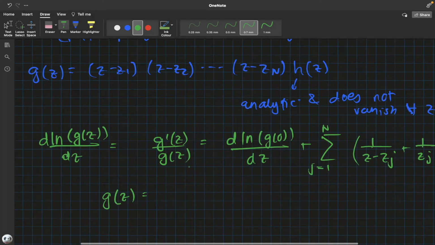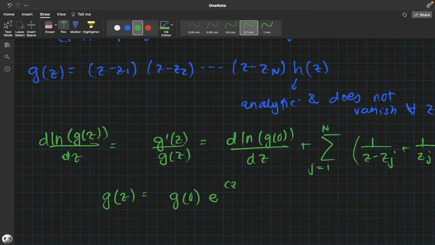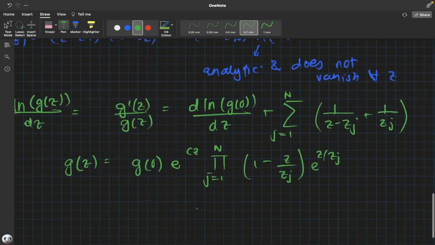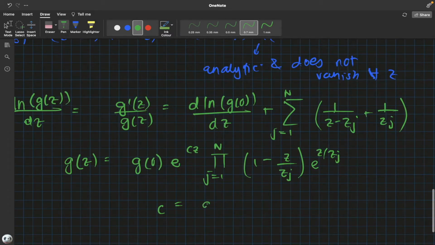So g of z, when you solve for everything, is g of 0 e to the cz times the product from j equals 1 to capital N of (1 minus z over zj) e to the z over zj, where c is the derivative evaluated at 0 divided by g of 0.